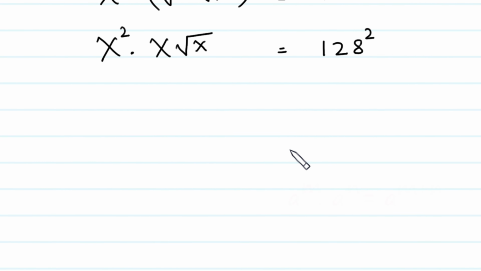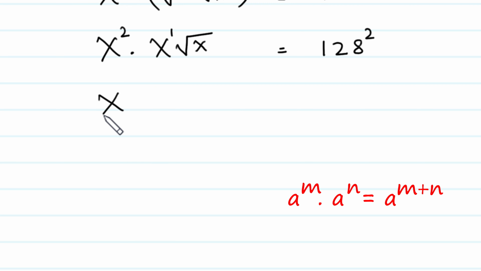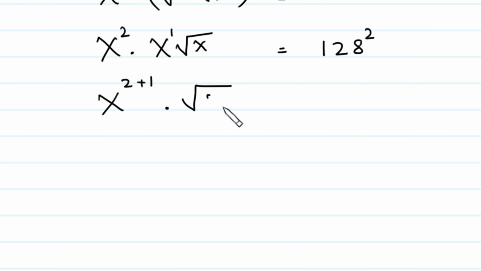Next, there is a rule of exponents that a to the power m times a to the power n is equal to a to the power m plus n. When bases are same, the powers are added. Here base is x and power is 2. Here base is x and power is 1. So we write this base x one time and add these powers 2 plus 1, times square root of x is equal to 128 to the power 2.